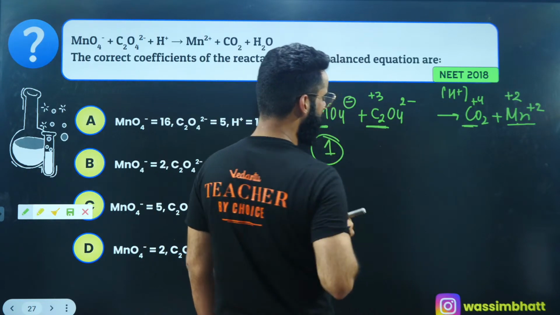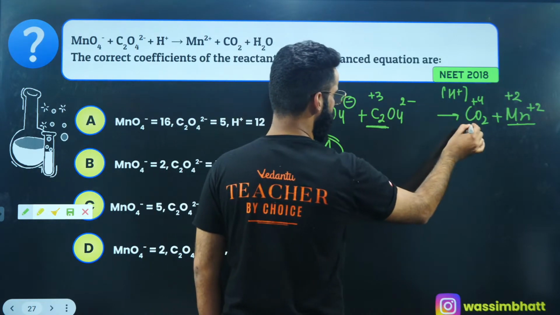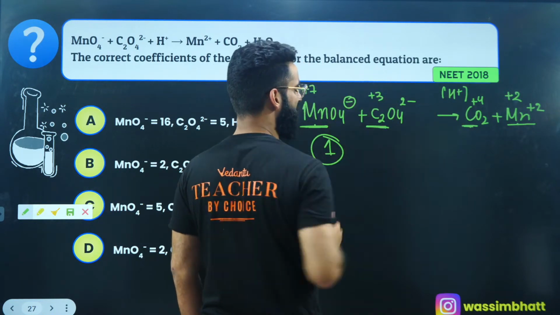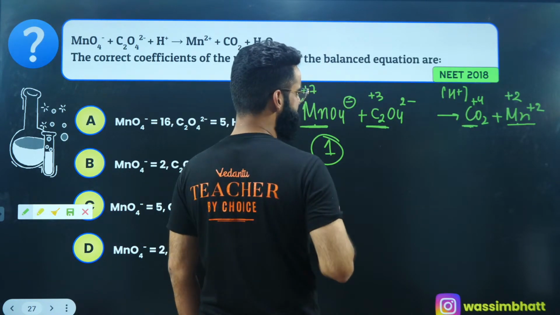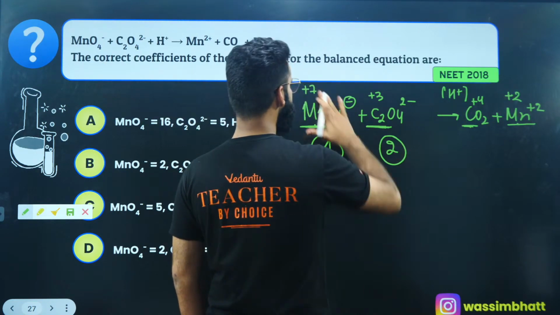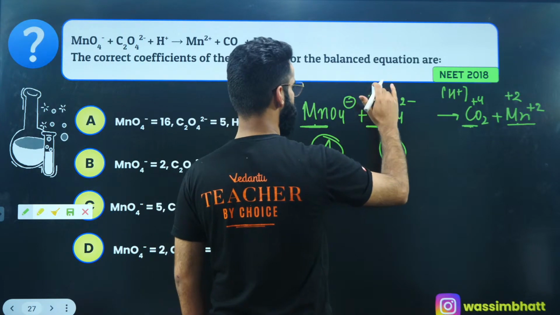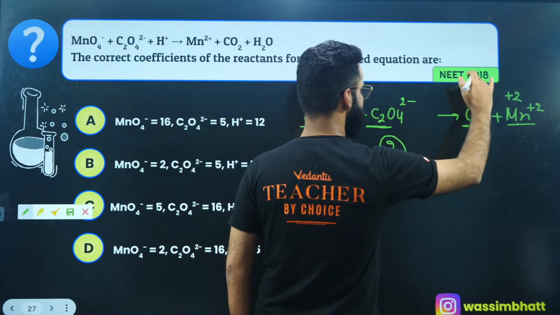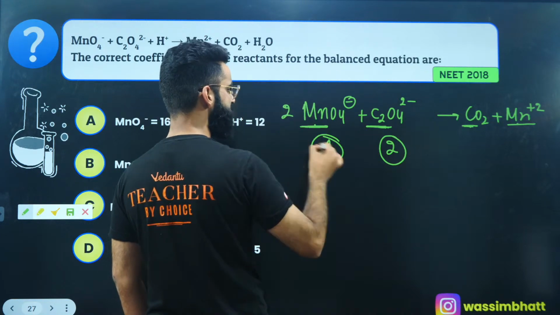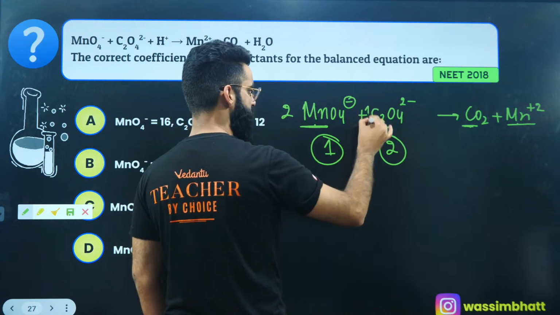See the change in the oxidation state of carbon, +3 to +4. What is the change? Final oxidation state minus initial. The value comes out to be 1. 1 is the change in the oxidation state for one atom of carbon, but I have two atoms, so its N factor is going to be 2, right? Once you get the N factors, what you are supposed to do after that? You are supposed to crisscross these N factors. This should be 2 times, and this should be 1 times.